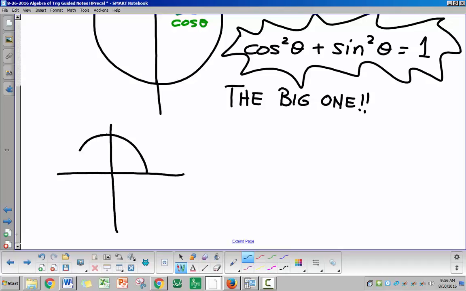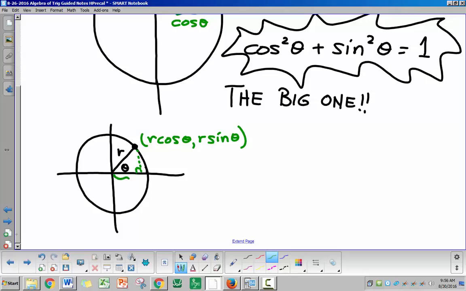Here's my circle, and I'm actually making it smaller than the one up here. But I'm going to call the radius R instead of 1. And I'm going to have an angle here, theta. What would this point be? Instead of cosine theta, sine theta, that point's going to be R cosine theta, R sine theta. If I drop a perpendicular here, what is the distance on the x-axis going to be? R cosine theta, yep. And the distance on the y-axis would be R sine theta.